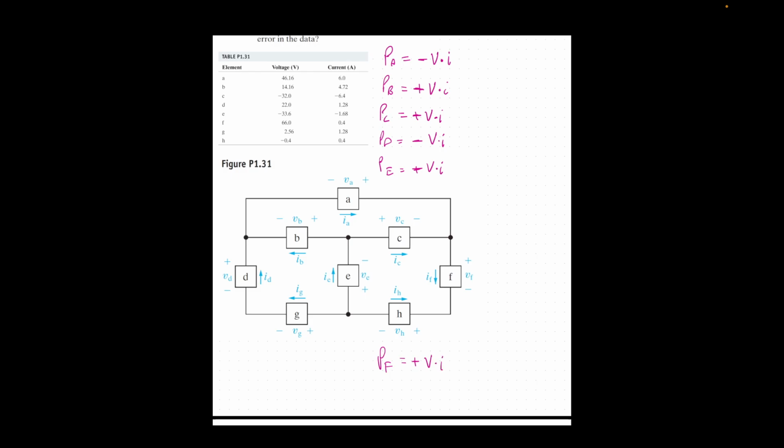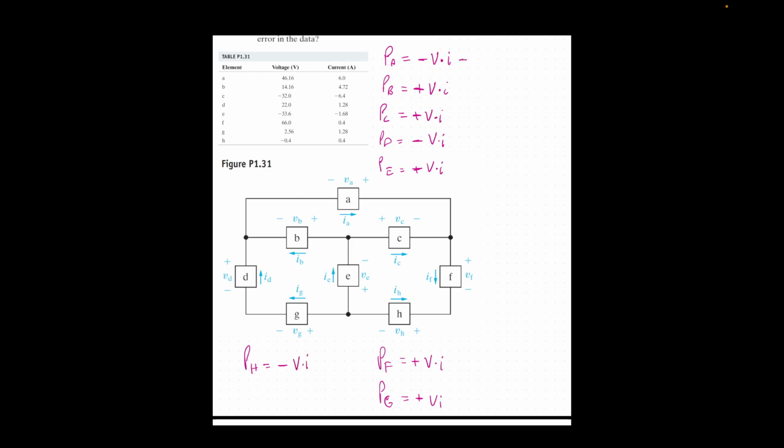Now, my power G. Power G, I see, is going to be from my positive terminal towards my negative. Again, obeying passive sign convention is going to be positive VI. And lastly, let's do power H right here. My power for H is going to be in the direction of a voltage rise. I'm going from my negative terminal towards my positive terminal. So, obeying that, I have my negative V times I.